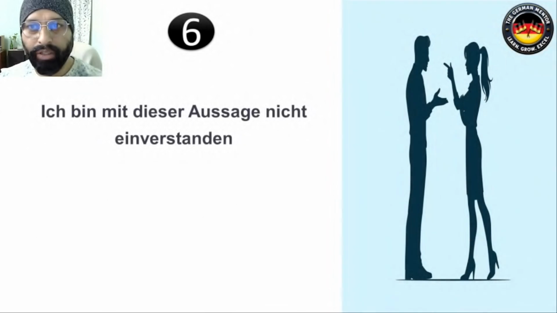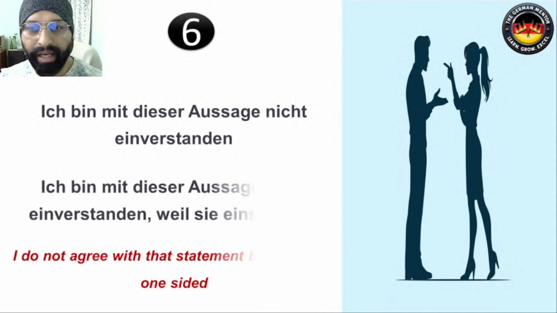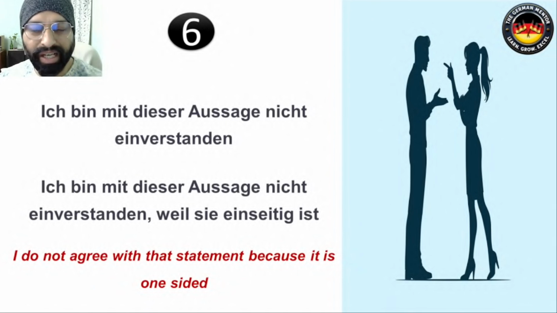Now we check the next one, Nummer 6: Ich bin mit dieser Aussage nicht einverstanden. Zum Beispiel, I have written something like here: Ich bin mit dieser Aussage nicht einverstanden, weil sie einseitig ist. I do not agree with that statement because it is one-sided. So in this example, I have made two different clauses, the main clause and the subordinate clause with the connector weil. You can also make that. So that was about number 6.